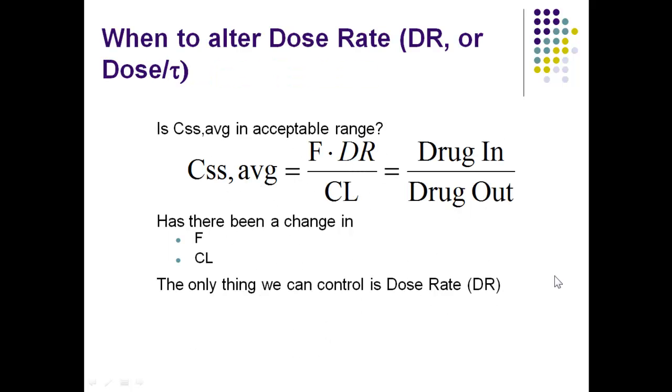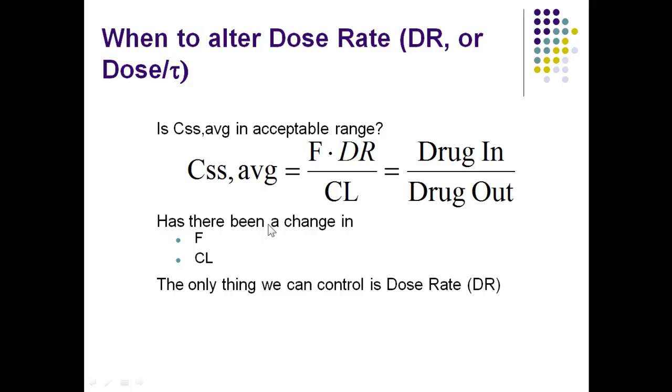To begin, when do we alter our dose rate? The first question we have to ask ourselves is, is our CSS average in an acceptable range? If the answer is yes, well, we don't have to worry about anything. But if our CSS average is not in an acceptable range, we can increase or decrease our dose rate to get to the CSS average that we are desiring.